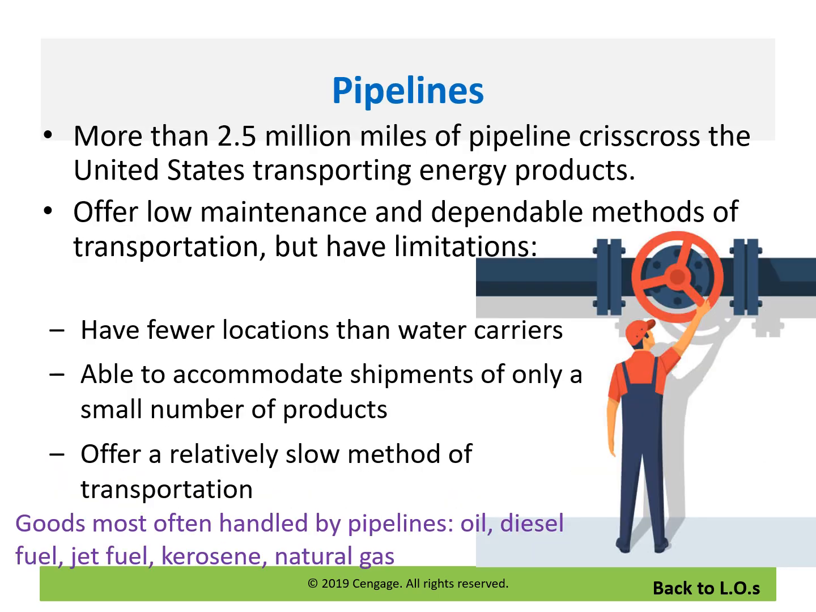Next, we have pipelines. More than 2.5 million miles of pipeline crisscross the U.S., transporting energy products. They offer low maintenance and dependable methods of transportation, but also have limitations. They have fewer locations than water carriers, are able to accommodate shipments of only a small number of products, and offer a relatively slow method of transportation. The goods most often handled by pipelines include oil, diesel fuel, jet fuel, kerosene, natural gas, and water.